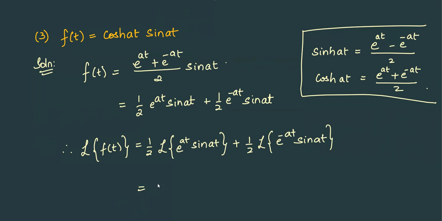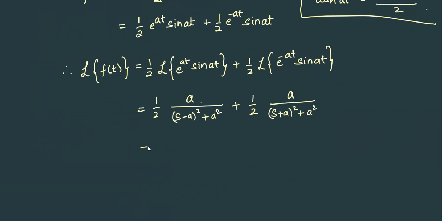Now, this is simple, s minus a. So you get a upon s minus a the whole square plus a square, that is, a by s square plus a square multiplied by e power at. Now this is plus half. Again, a by, instead of s minus a this time, it is s minus of minus a, s plus a the whole square plus a square. Now, if we simplify this, see how it looks.